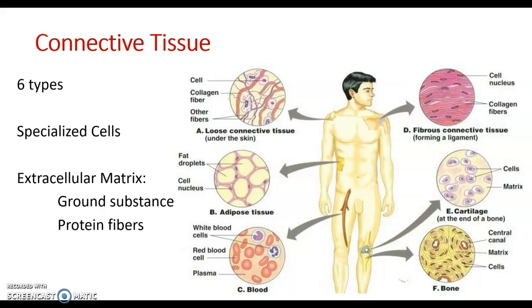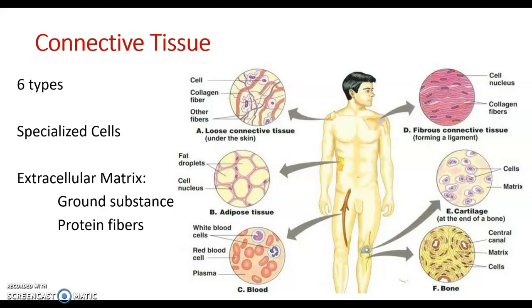Bone, for example, has a solid ground substance, while blood has a fluid ground substance, and cartilage has a gelatinous ground substance. So it's that ground substance that is giving the tissue its structure and the way that it feels. The protein and the ground substance are both secreted by the specialized cells that make up the connective tissue.